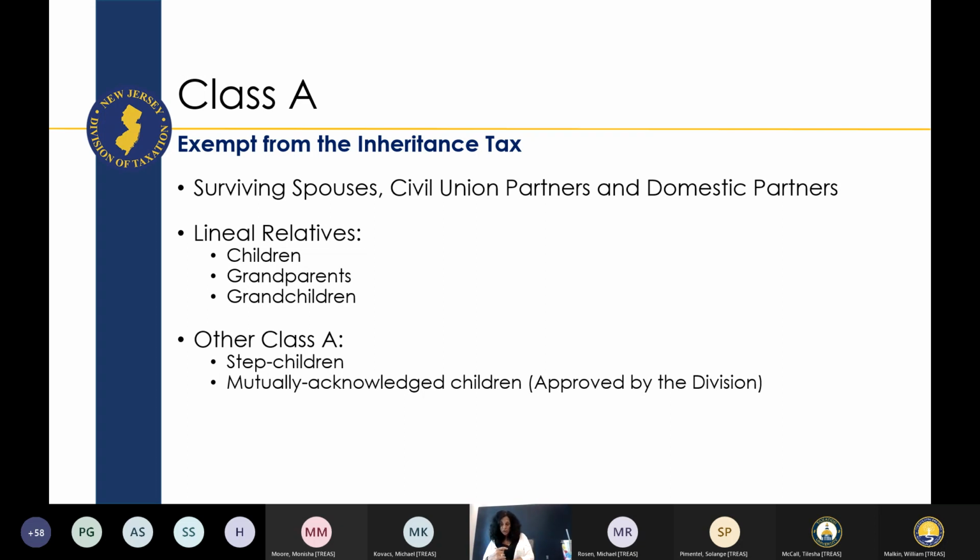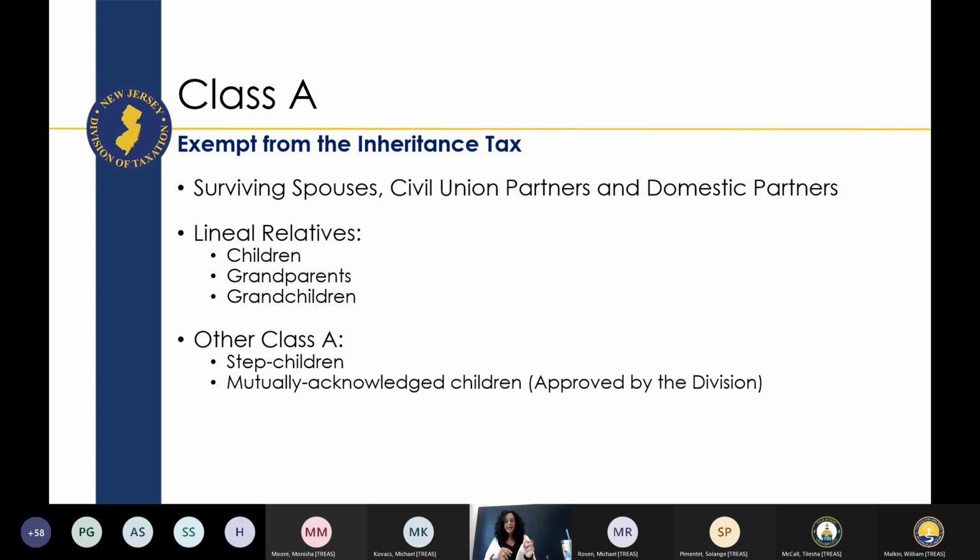Class A with the stepchildren, please understand the following. It is only stepchildren. Notice, it does not include step-grandchildren. It does not include step-parents. By the same token, it doesn't matter at what age you become a stepchild. So what that means, if my parents were divorced and were to get remarried, at my age, being an adult, way older than 30, I would still be considered a stepchild. I would still be a Class A beneficiary.